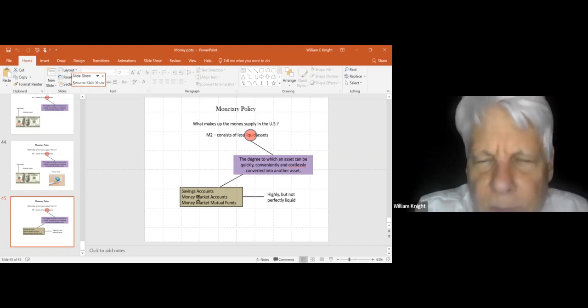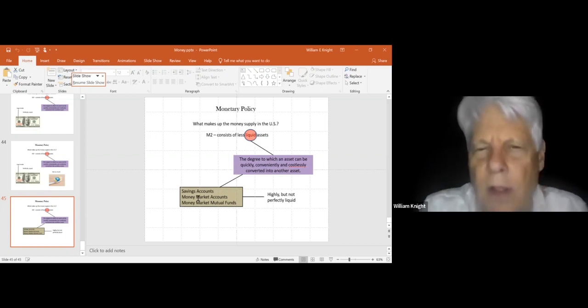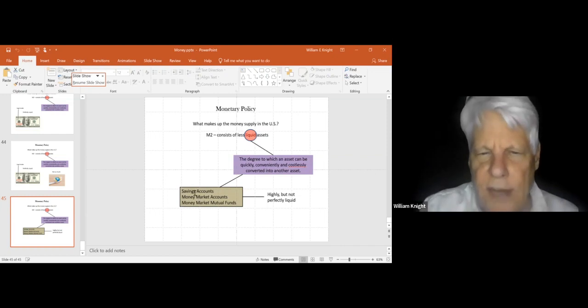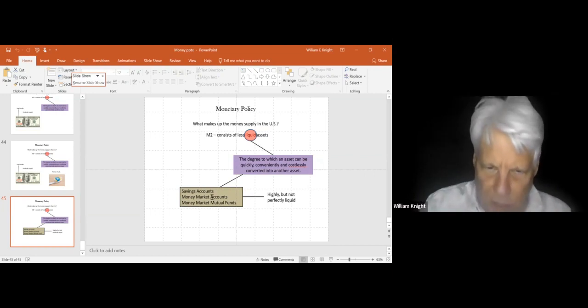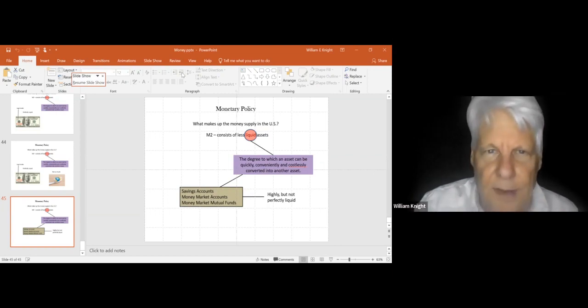So this is M2, the more broadly defined category of money. That includes savings accounts and money market accounts. And of course, M2 would also include coins, paper currency, and demand deposits.